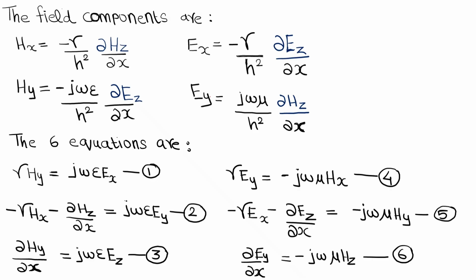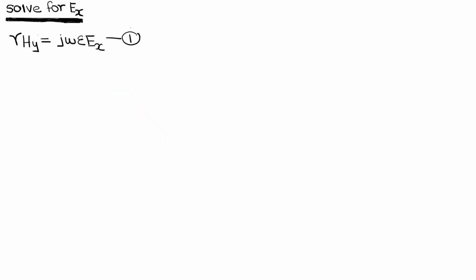gamma Hx minus dou Hz upon dou x equal to j omega epsilon Ey, dou Hy upon dou x equal to j omega epsilon Ez, gamma Ey equal to minus j omega mu Hx, minus gamma Ex minus dou Ez upon dou x equal to minus j omega mu Hy, and dou Ey upon dou x equal to minus j omega mu Hz. Now to solve for Ex, we consider the equation gamma Hy equal to j omega epsilon Ex.